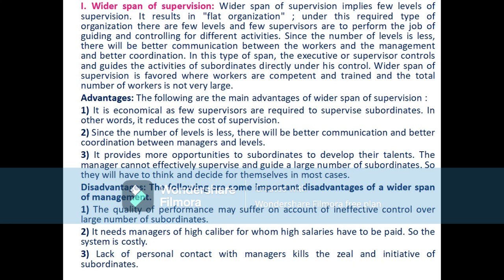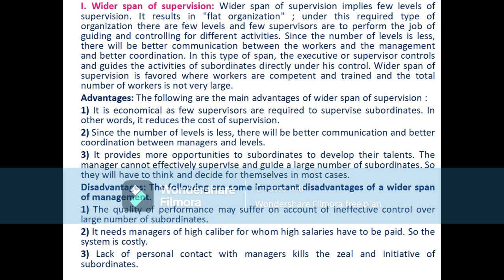But here there is no such personal contact with managers. Why? Because it is a flat organization with more subordinates but a minimum number of managers, so obviously we cannot expect more personal contact with each and every subordinate in the organization.